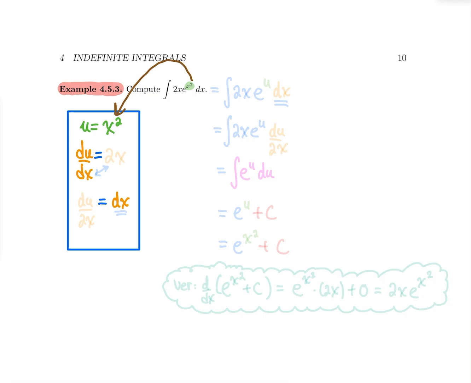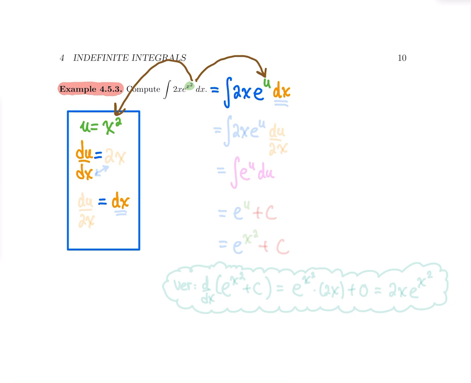This is one extra step for notation, but sometimes it helps understanding what's going on. So you could simply say, I'm choosing x squared to be u. So my integral at this point is simply 2x e to the power u dx. There's still a bunch of x's around that we want to get rid of, but right now the exponent simplifies to u.